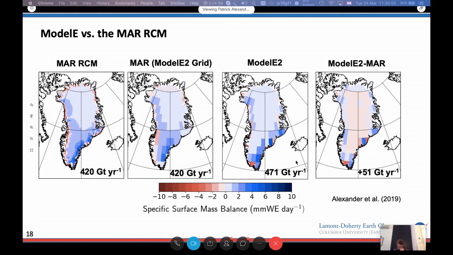Now if you look at the components of surface mass balance, you can see other differences. So this is showing the mass balance components from MAR and Model E.